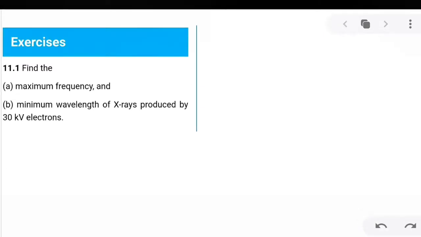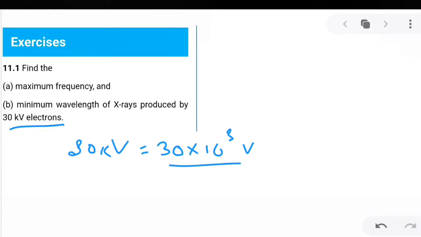Find the maximum frequency. Now the energy of the electrons is 30 kilovolt. 30 kilovolt means 30 into 10 power 3 volt. Now energy is given in terms of potential. So how to convert this into energy of electrons? Energy will be equal to charge times potential. Here the charge is of the electron. We are talking about electrons.